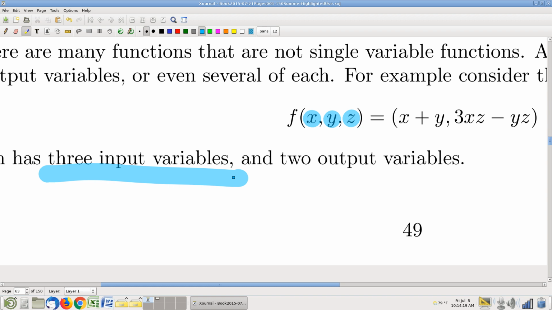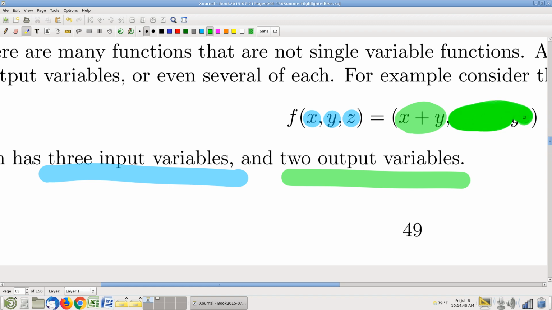So that's different. Okay. Now, it's not just that there are multiple input variables. In this case, there are also multiple output variables. So that is one of the values that comes out, and then you'll notice we have a comma, and that means that after this first output value, x plus y, there's another output value, 3xz minus yz. So 2 output variables.